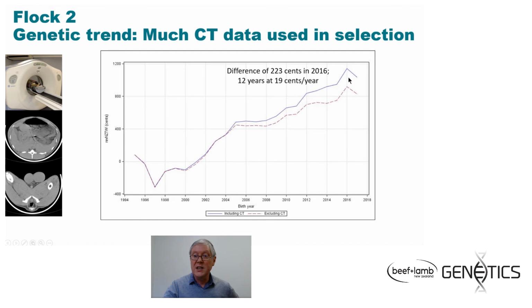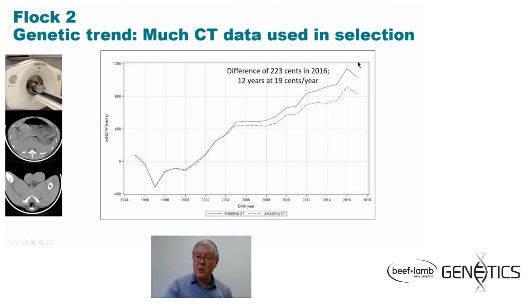And that difference is at a peak here that's just roughly the same here, just slightly smaller. There's a difference of 223 cents in 2016. So if we had a look, this flock, any rams in that would jump up by an average of 223 cents off that line. That sounds like a massive amount, but when we take it over 12 years, that's only an improvement of 19 cents per year, which is believable from a meat yield point of view.